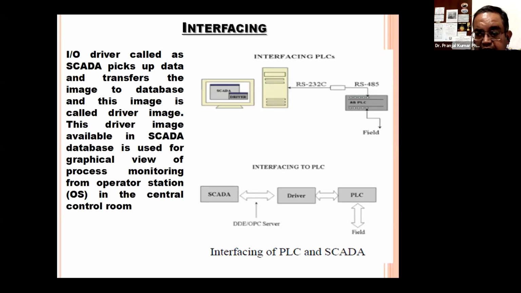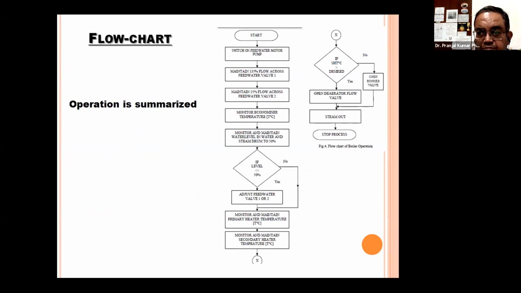See, the DDE or OPC server is connected to the driver, which is further connected to the PLC. The PLC is collecting data from the field, like remote locations, on a real-time basis, which is being fed to SCADA to control the 5 parameters which I've discussed earlier on a real-time basis. So this flow starts, how SCADA works.